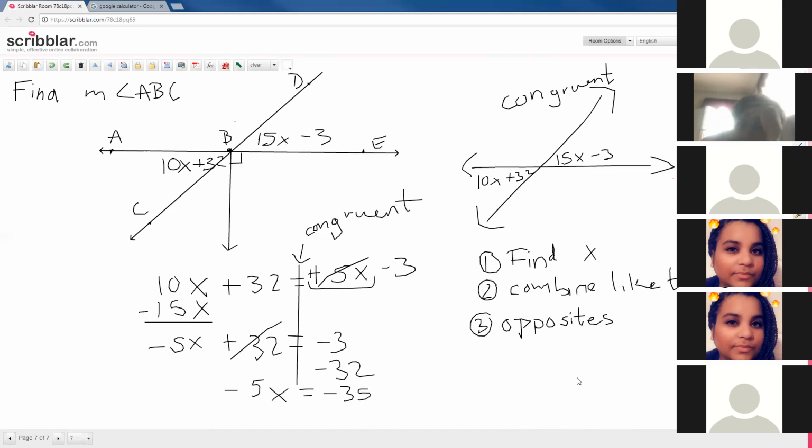So now we just have one last opposite. We have a negative 5 in front of the x. What's the opposite we need to do for that negative 5?